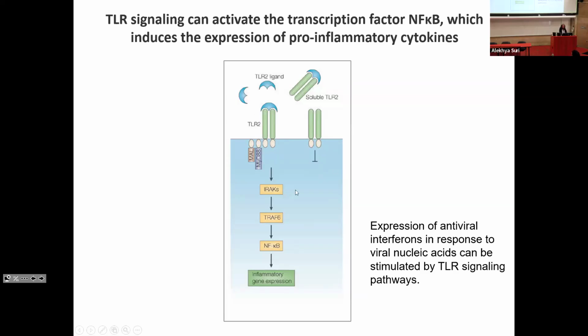So the binding of the ligand to the receptor, here shown as toll-like receptor 2, will activate NF-kappa B, which then leads to the induction of inflammatory gene expression, various cytokines and chemokines, and an example here is an antiviral interferon, which can then control viral infections. So these are innate receptors that can recognize various molecules on pathogens, and they're not specific to any virus or pathogen. So many different viruses will have the same ligand that the toll-like receptor will see.